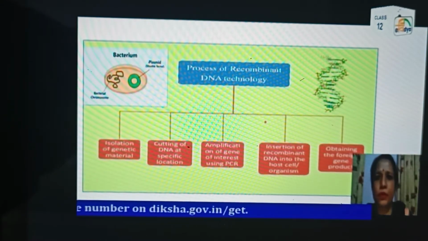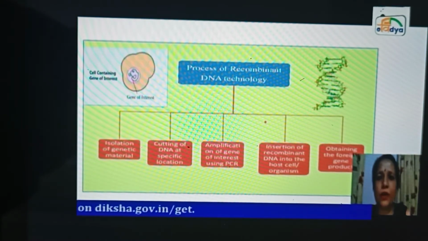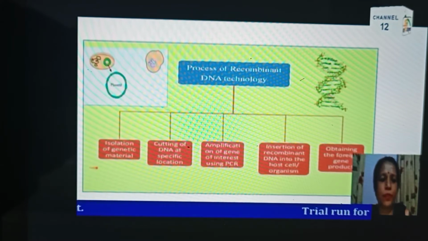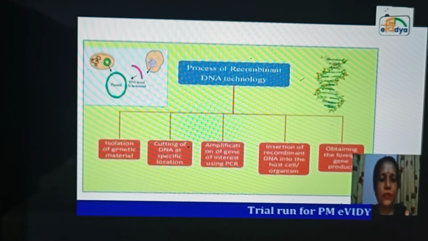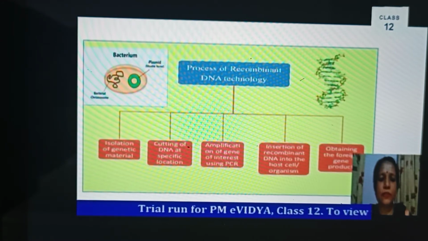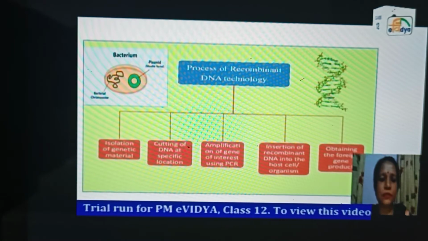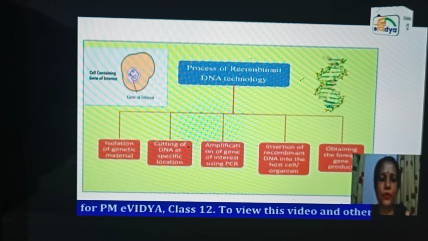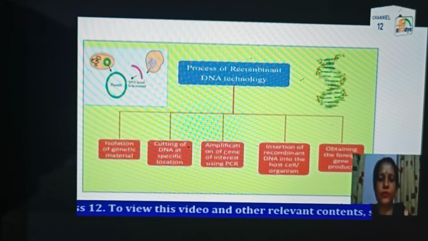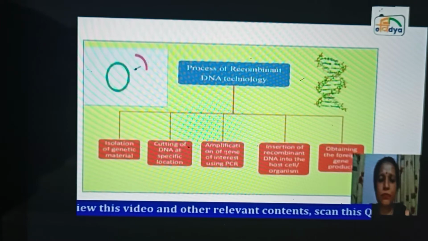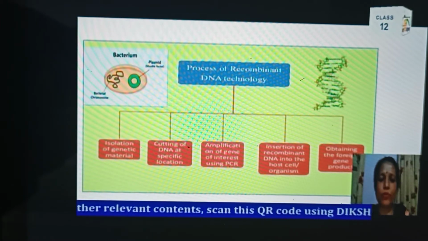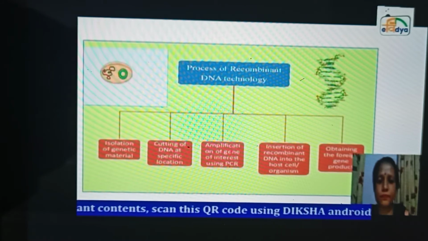Now, we have already studied how recombinant DNA is formed, and let us discuss the steps. First is isolation of the genetic material, then cutting of the DNA at specific locations to obtain our genetic material by using restriction enzymes, then amplification of the gene of interest. By using polymerase chain reaction, we will obtain several copies of our desired gene.